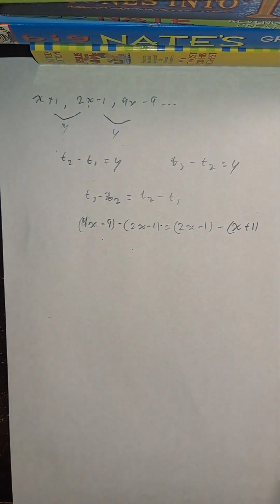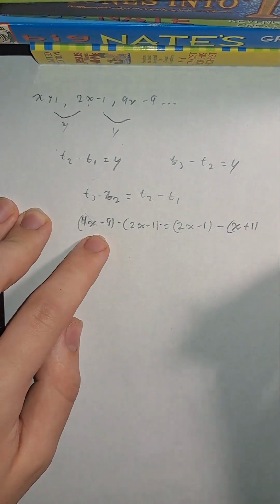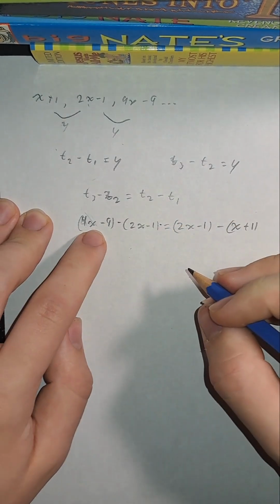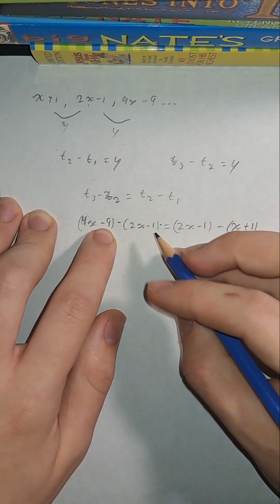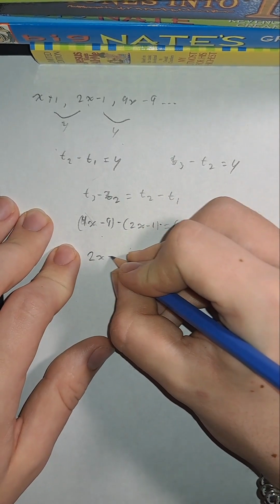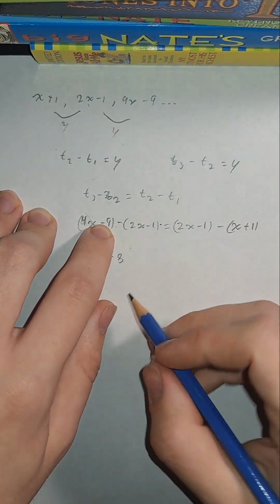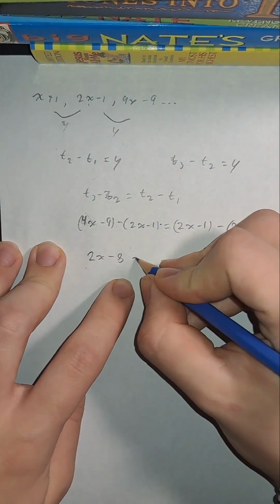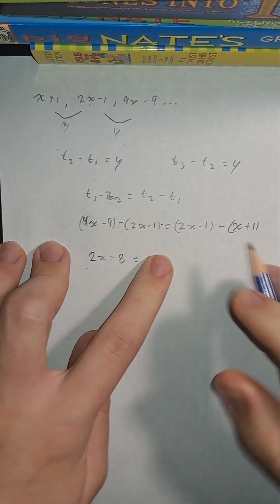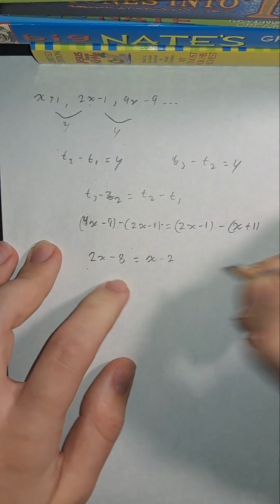All right, now let's expand. So 4x, actually we really don't need the brackets. So 4x minus 2x gives us 2x, and negative 9 minus the negative 1 actually gives us negative 8, because the two negatives cancel out to become a positive, so we get 8, is equal to 2x minus x, so just a single x, and then negative 1 subtract 1 is negative 2.